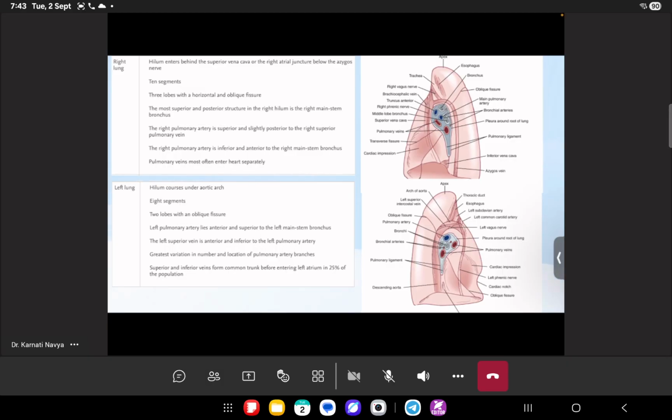The left lung has 2 lobes with an oblique fissure. It has 8 segments. The left pulmonary artery lies anterior and superior to the left mainstem bronchus, whereas the left superior vein is anterior and inferior to the left pulmonary artery. The greatest variation is in the number of pulmonary artery branches. The superior and inferior veins usually form a common trunk before entering the left atrium in 25% of the population.